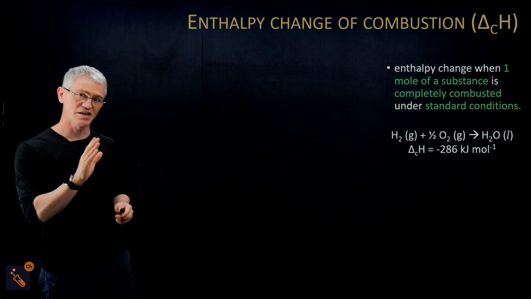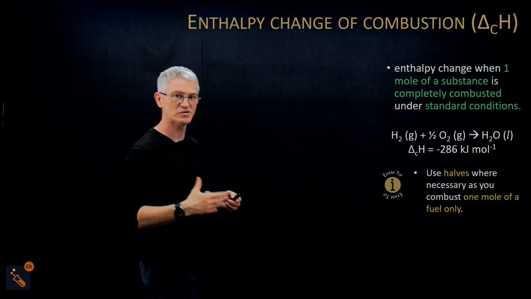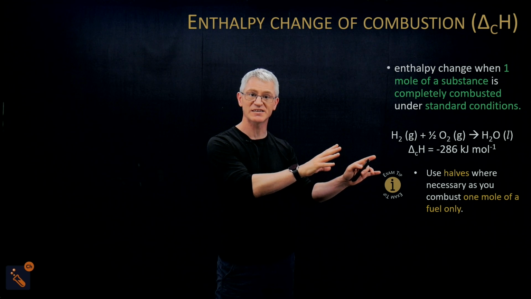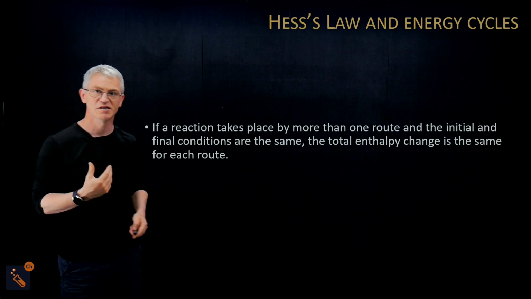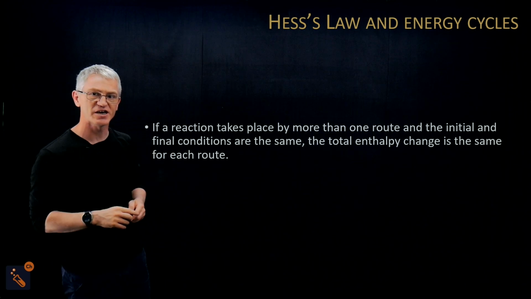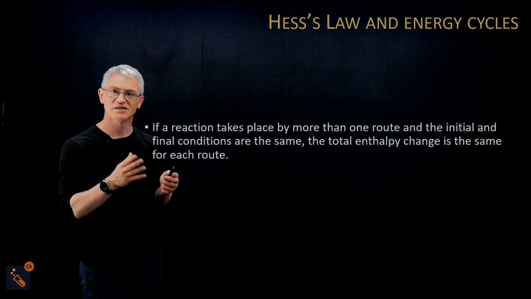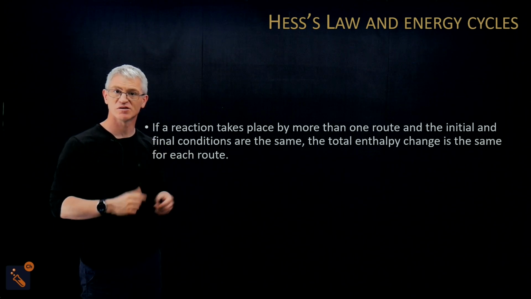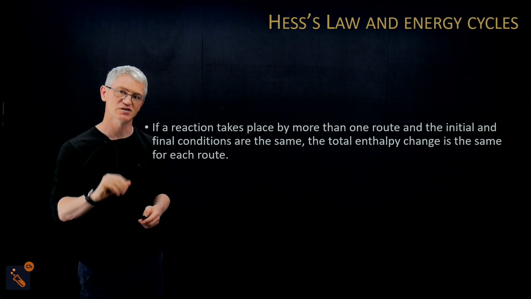Now, enthalpy change of combustion. Let's go through some examples and how you do it. First of all, use halves as necessary when you combust 1 mole of the fuel or the substance only. If a reaction takes place by more than 1 route, and the initial and final conditions are the same, the total enthalpy change is the same for each route. That is Hess's law. And hopefully before you come to this video, you have done this.